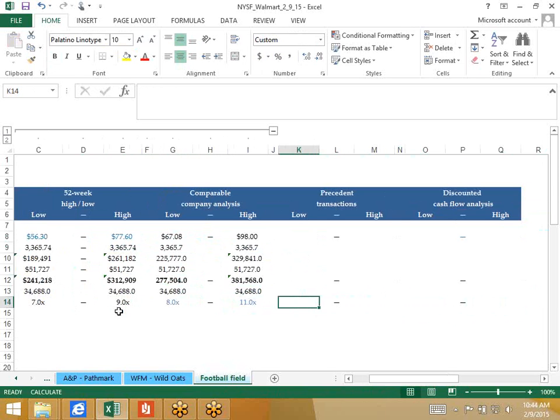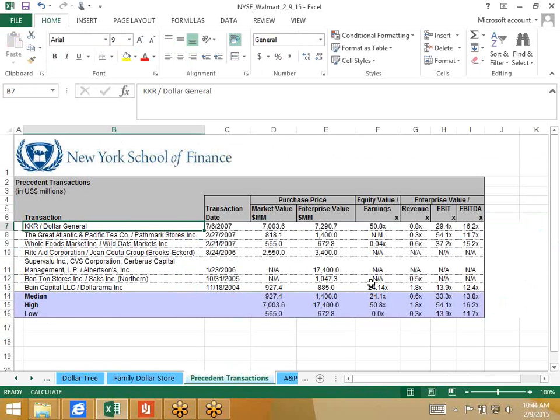So we took the 52-week high low. We looked at the comps. Let's look at the precedent transactions that we did last week, and let's also come up with a range. I'm going to stick to using the EBITDA because we've started using the EBITDA. If we look at equity value to earnings, a lot of it's non-existent. Everything from 24 to 0.4 to 50, it's all over the place.